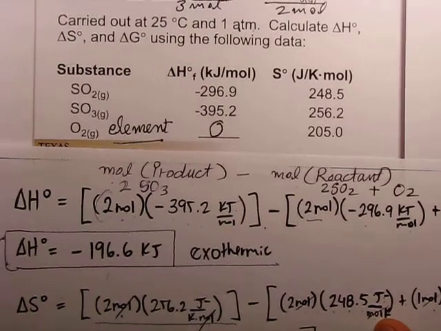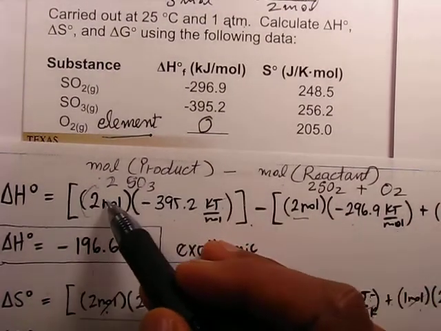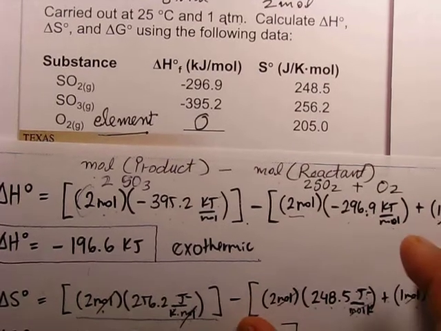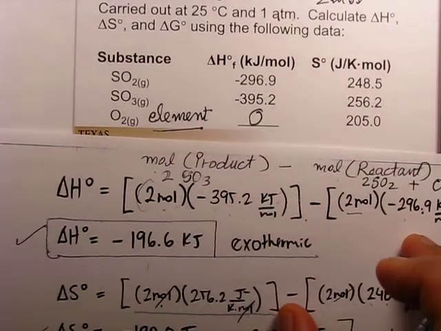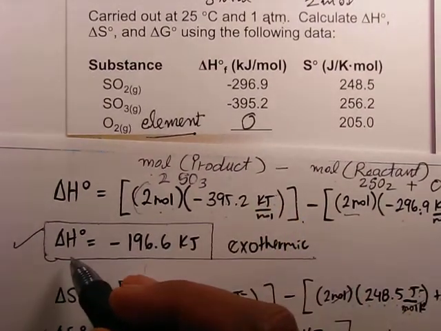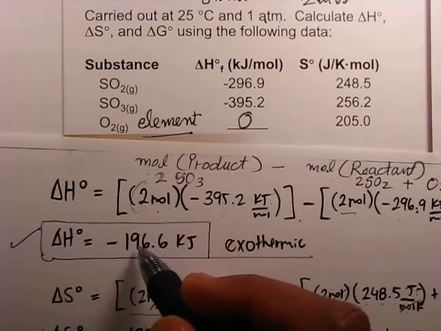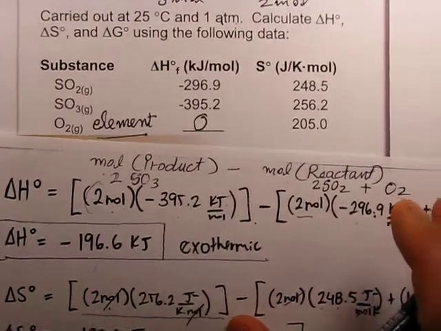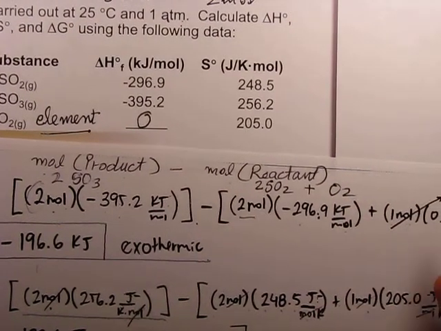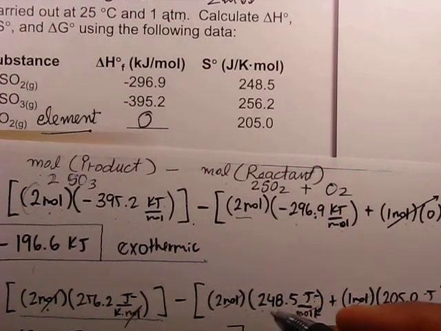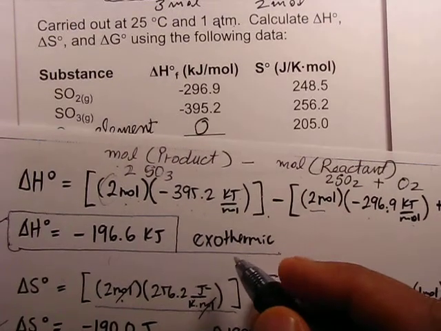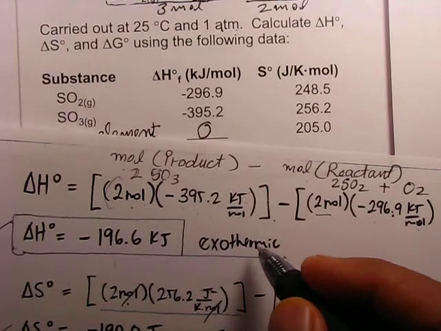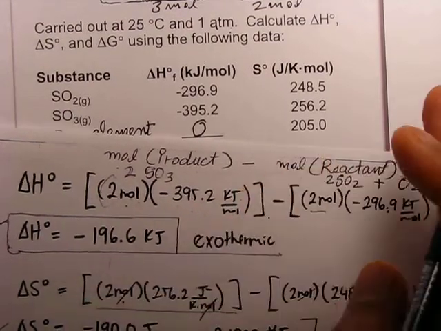Now we can simply multiply these values and then subtract. Once we subtract, we get a delta H value of minus 196.6 kilojoule, and the mole will also be cancelled out. Basically this is an exothermic reaction because delta H has a negative sign.